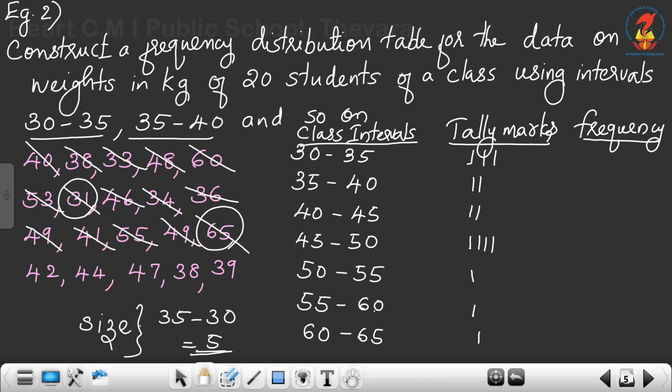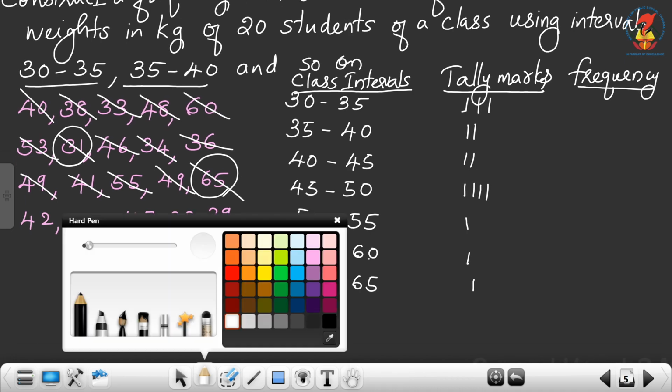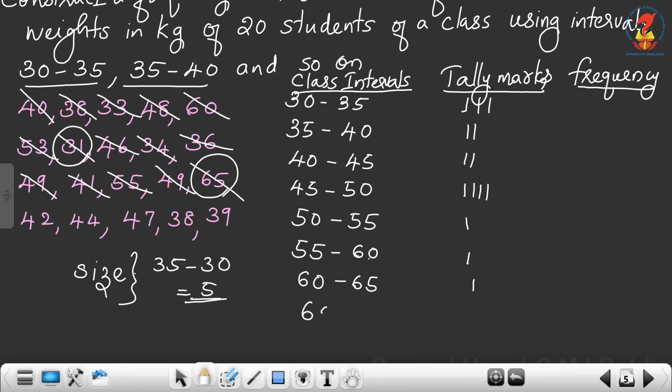Then 65. Where can you mark 65? If you consider this group, we cannot include 65 in it, because here we consider all the observations below 65. So we have to make one more group, the next group 65 to 70. Then only we can include the observation 65.